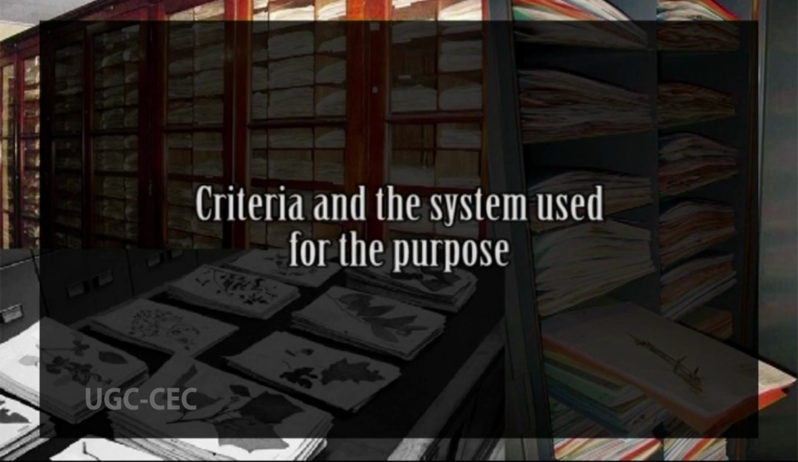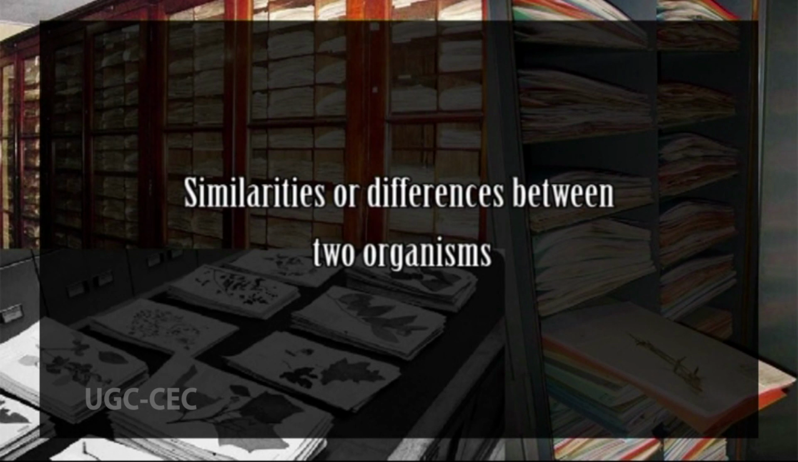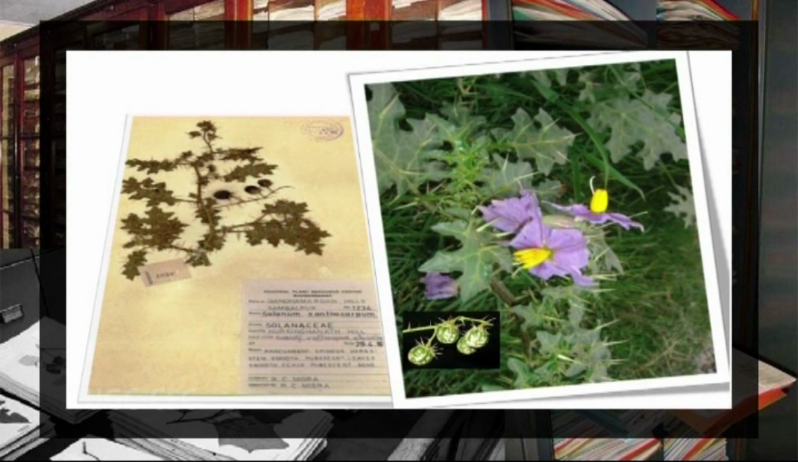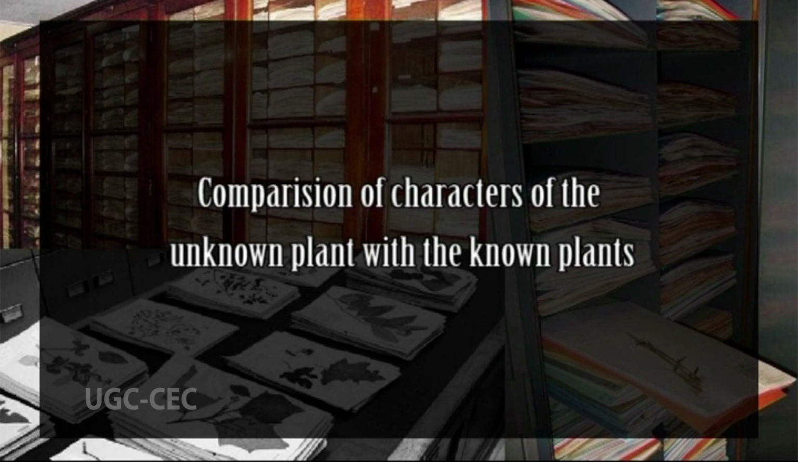The process of plant identification, whether scientific or traditional, has been an age-old activity of human beings and depends upon the criteria and the system used for the purpose. It is a process to determine the similarity or differences between two organisms. That is, two organisms may be same or they may be different. It implies the comparison of certain characteristics of the unknown plant with the known plants, or simply the process of matching specimens to a known taxon and determining its correct name.